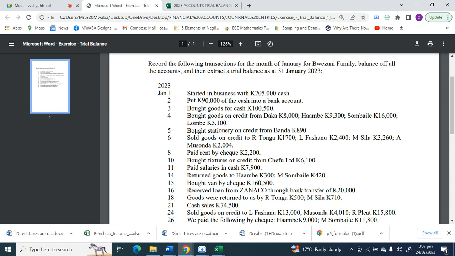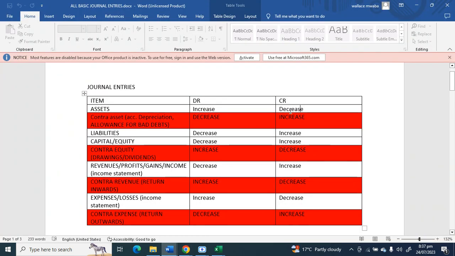This is another credit purchase. So you can debit stationery expense, and you credit Banda 890. If you want, you can just debit purchases and credit Banda 890. But for clarity's sake, we'll just say stationery expense. So we'll debit stationery expense 890 and we'll credit Banda 890. Remember, Banda is a liability according to the double entry rules, which are here. An increase in a liability, you credit.